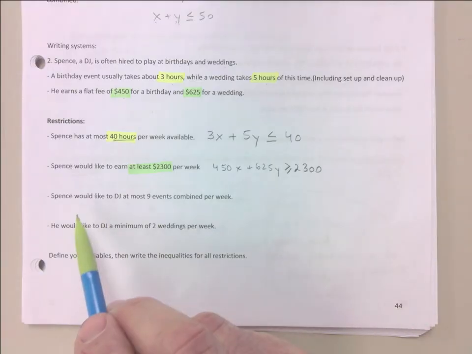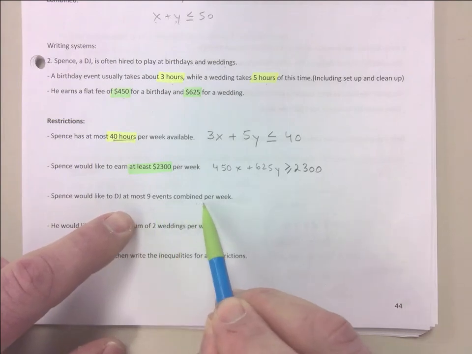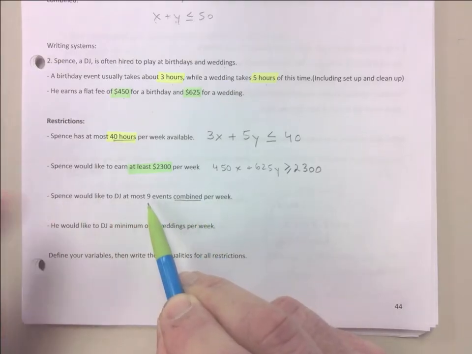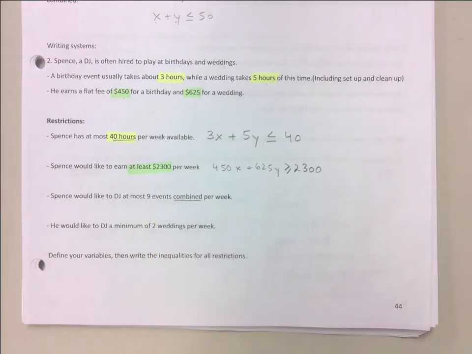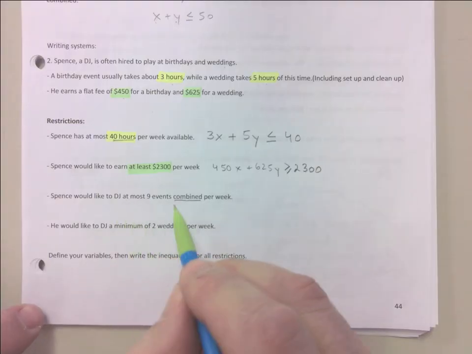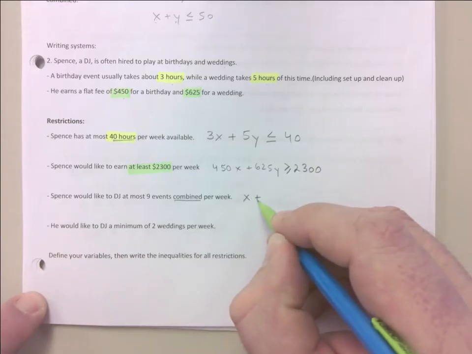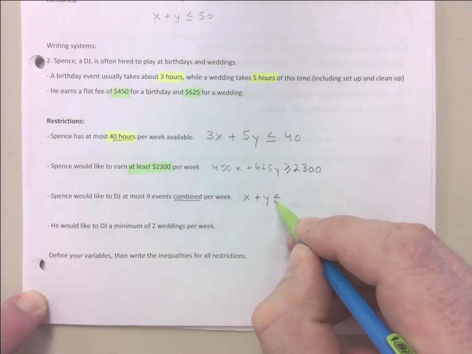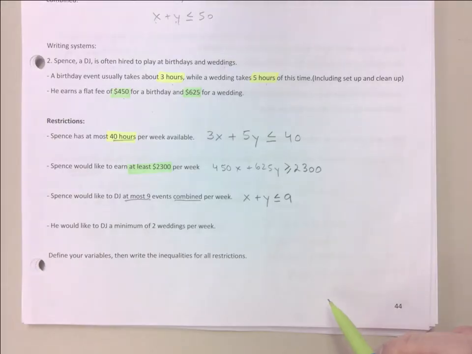Okay. Spence would like to DJ at most 9 events combined per week. Emphasis on combined. It doesn't say 9 weddings or 9 birthdays specifically. It's all combined. You don't care what the combination is. In this case, all you have to do is x plus y has to be less than or equal to 9, at most, right? Emphasis on at most.